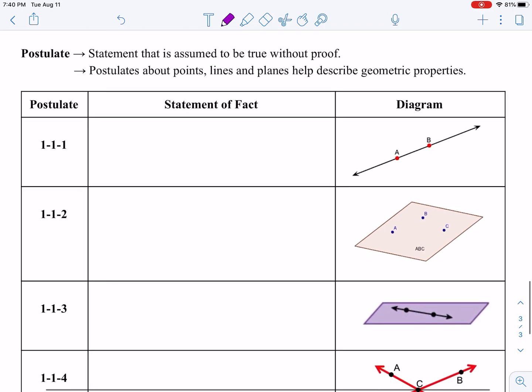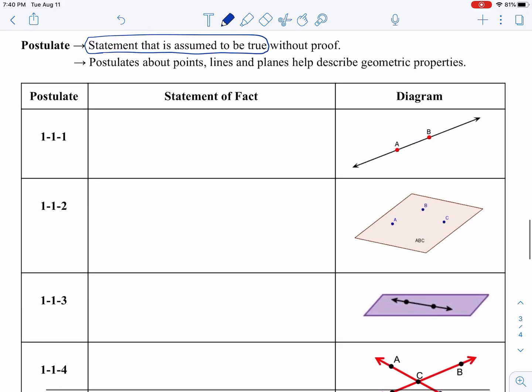On our last page, postulates are similar to vocabulary terms, but because we're using points, lines, and planes to describe these properties, we just assume that these statements are true without proof. So they're statements that we assume to be true. In geometry, you're going to see that we prove every definition, we prove every term. For postulates, we can assume these are true without proving them. So this first postulate, we can assume that through any 2 points there lies exactly 1 line.